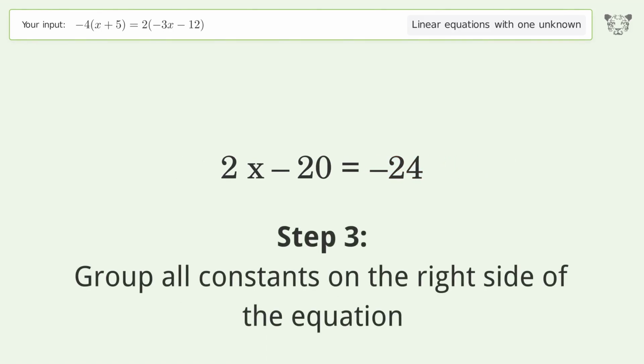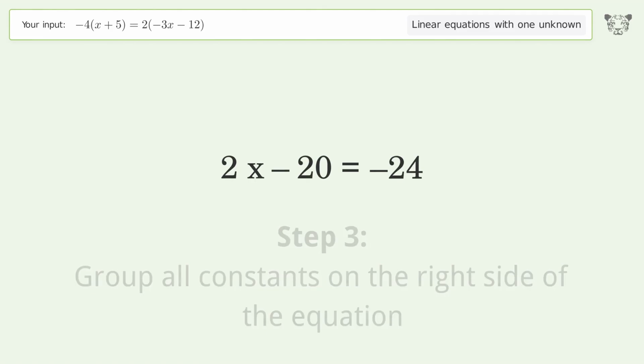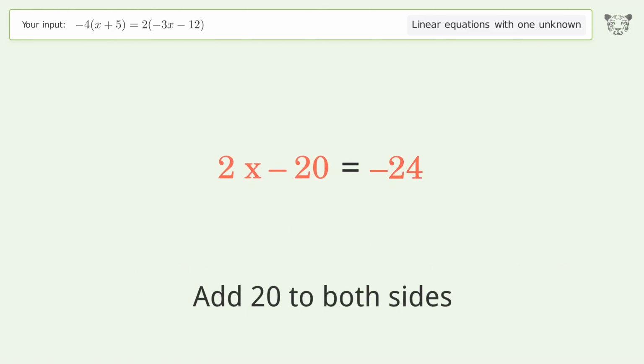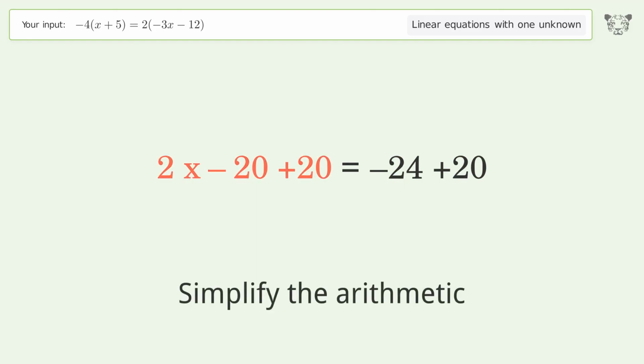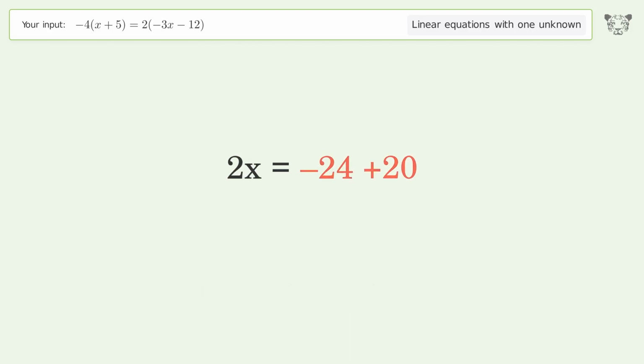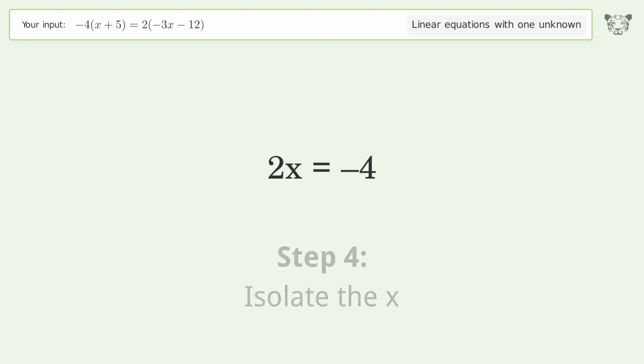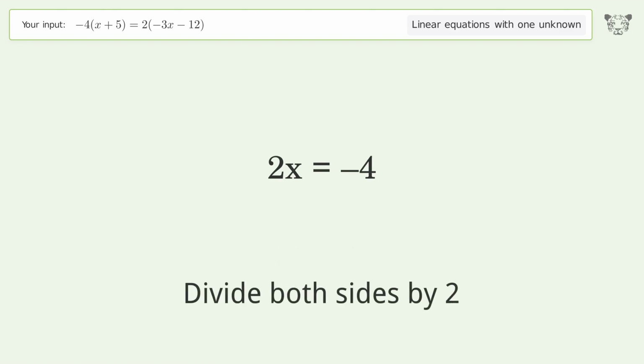Group all constants on the right side of the equation. Add 20 to both sides. Simplify the arithmetic. Isolate the x. Divide both sides by 2.